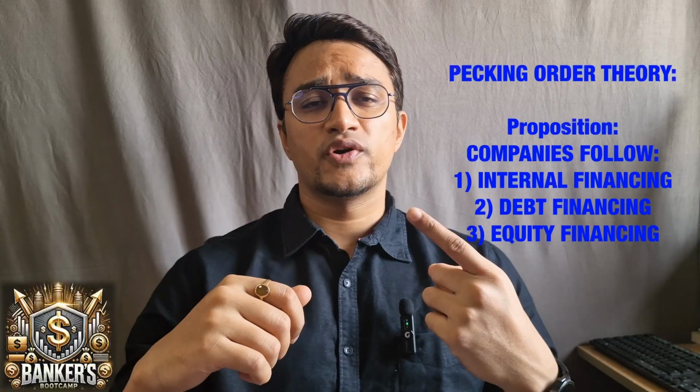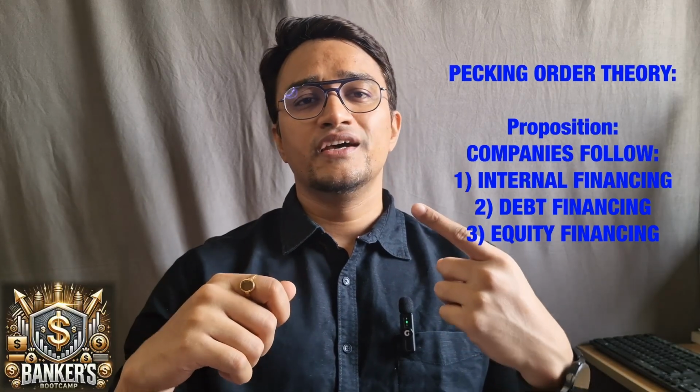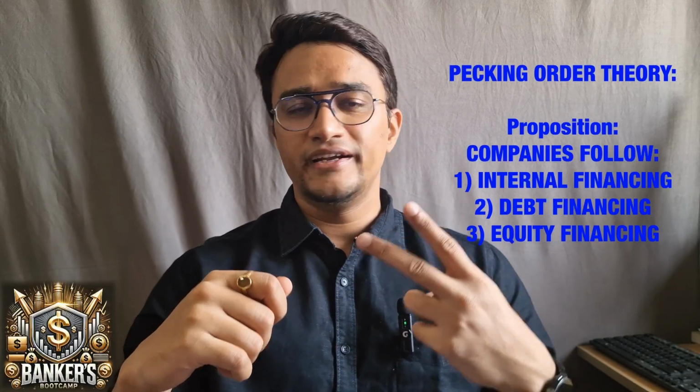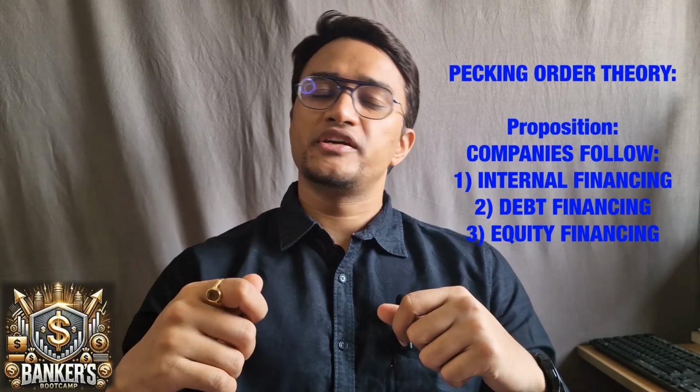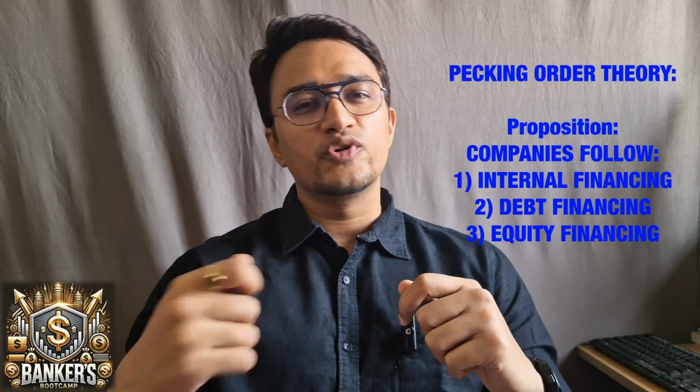Pecking order theory. How companies actually behave. In theory, firms optimize. In practice, they follow a pecking order. First choice, internal financing, retained earnings. Second choice, debt. Last resort, equity. Why? Information asymmetry. Management knows more than the market. Issuing equity signals overvaluation. Investors discount the stock price. It's a vicious cycle.